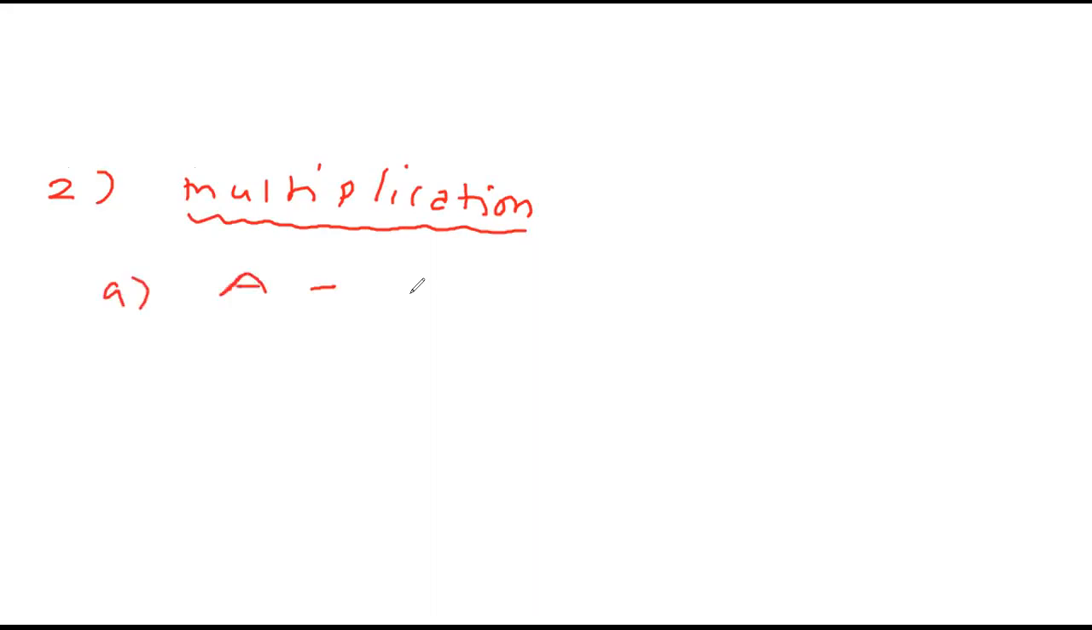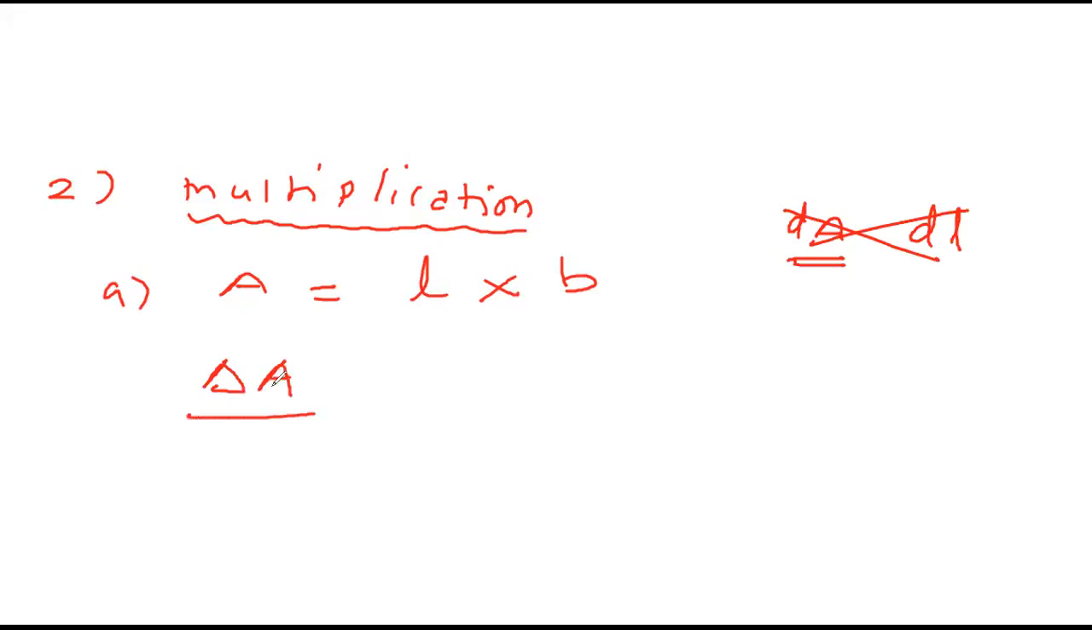Area is length into breadth. Whenever we want error dA in area or dl in length, if it is multiplication, then we find relative error. Relative error means actual error upon actual value, that we usually write as delta A. This was absolute error. Delta A upon A.